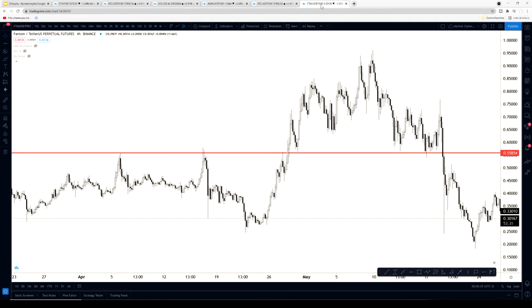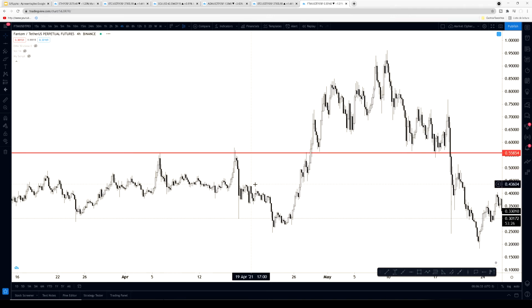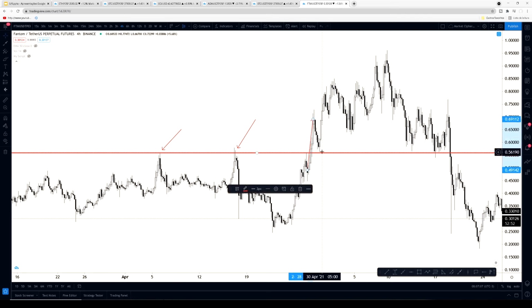Another example of this would be FTM, Phantom, 4-hour chart. As you can see, we have this level right here as resistance, and then we sell off, come back into it again, resistance again, sell off, and then eventually we come back into this and we have a breakthrough of this area, and eventually we stop and come back into this and we turn it into support.